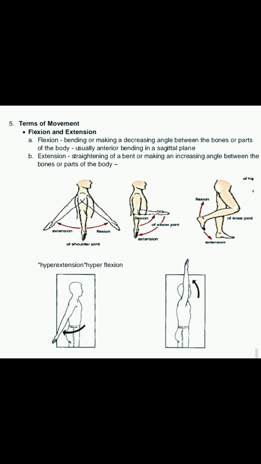Terms of movement, we have flexion and extension. Flexion, bending or making a decreasing angle between bones or parts of the body, usually anterior bending in a sagittal plane. Next, extension, straightening of a bend or making an increasing angle between the bones or parts of the body.